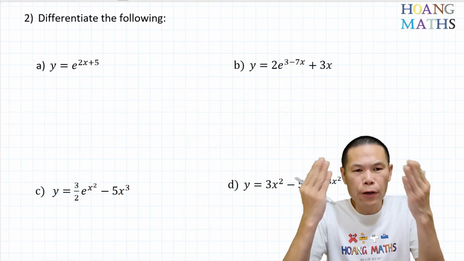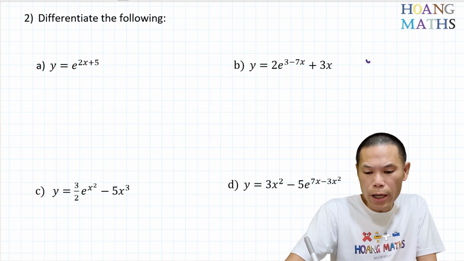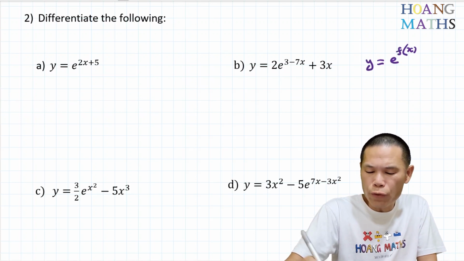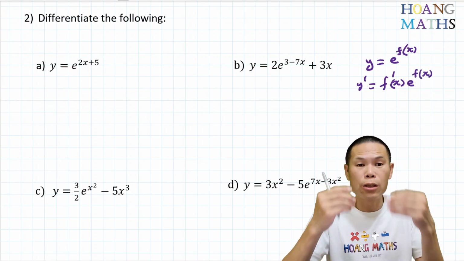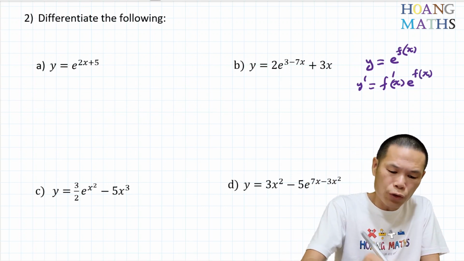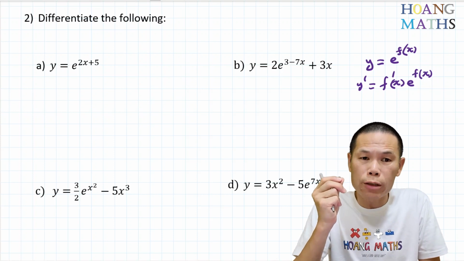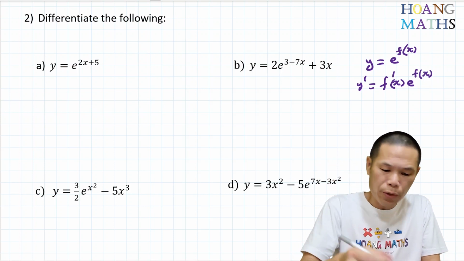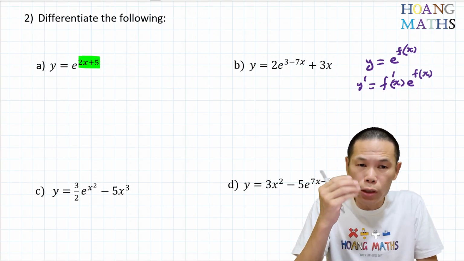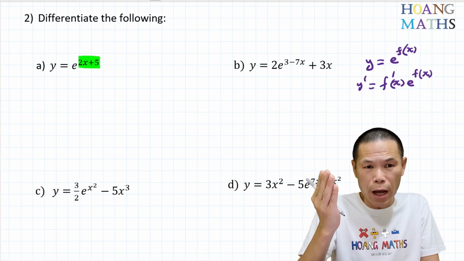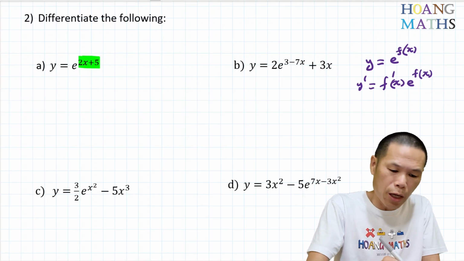First one. First of all, we know that if y is equal to e to the f(x), then to differentiate that, y dash is f dash x times by e to the f(x). So that is the rule, okay? Now to differentiate e to the power of 2x plus 5, step number 1, we differentiate the power. That is f(x). So differentiating 2x plus 5 will give me 2. Okay, keep that in mind.